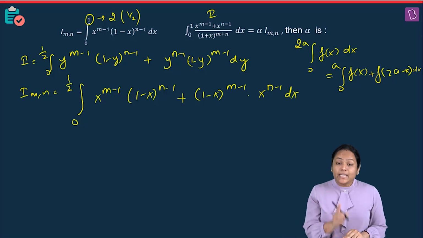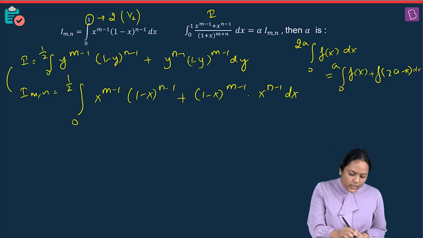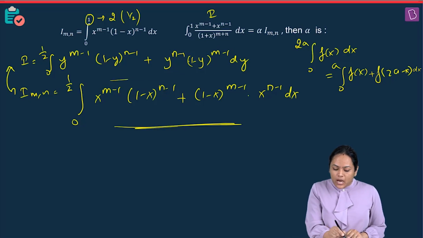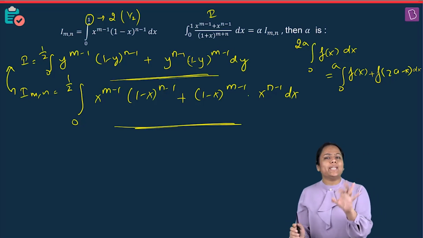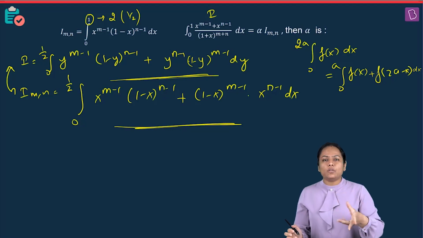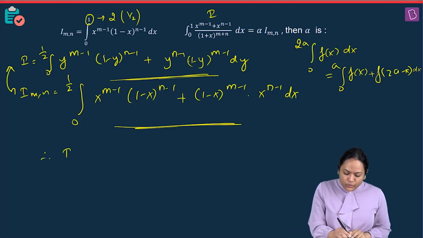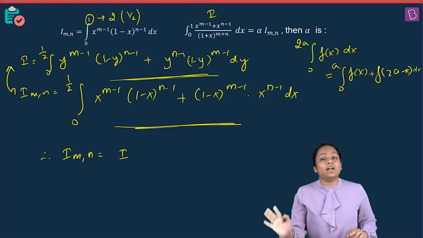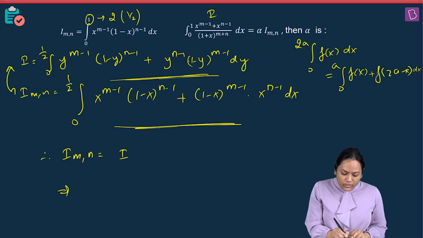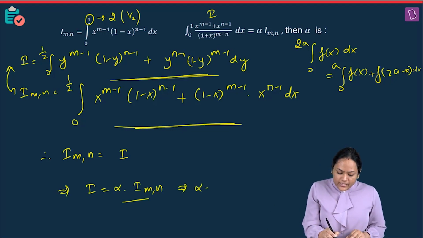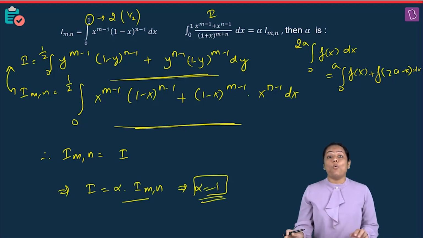Clear? And now guys, if you actually look at I and I_mn, the expressions are actually the same, just the variable is changing. And if we change the variable, the integral is the same, right? That means I can therefore say that my I_mn and I both are equal. So therefore, if I is equal to alpha times I_mn, as they have mentioned, I can clearly say that my alpha value is 1.